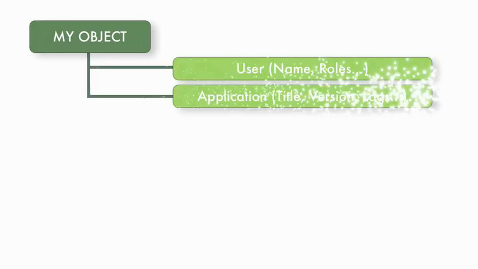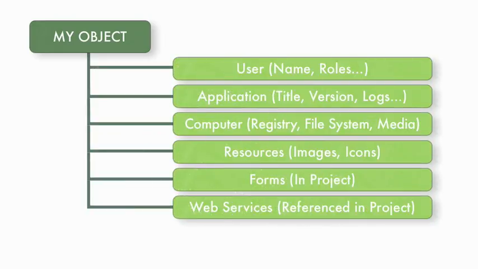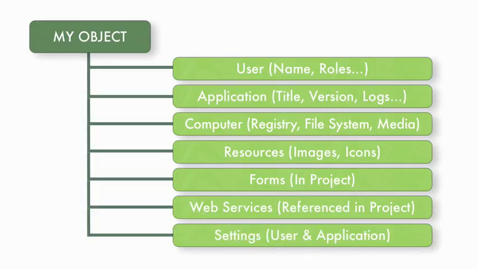Specifically, you have user, application, computer, resources, forms, web services, and settings. The user object contains information about the user that's currently logged into the application. Here you can find out the security context, what role the user is in, whether they're authenticated or not.